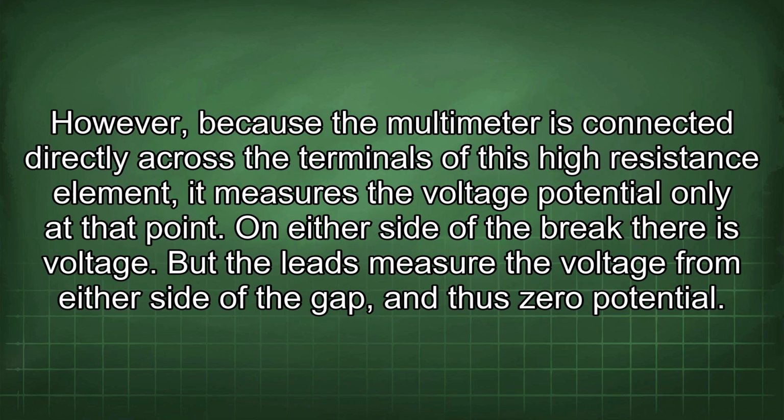However, because the multimeter is connected directly across the terminals of this high resistance element, it measures the voltage potential only at that point. On either side of the break there is voltage, but the leads measure the voltage from either side of the gap and thus zero potential.